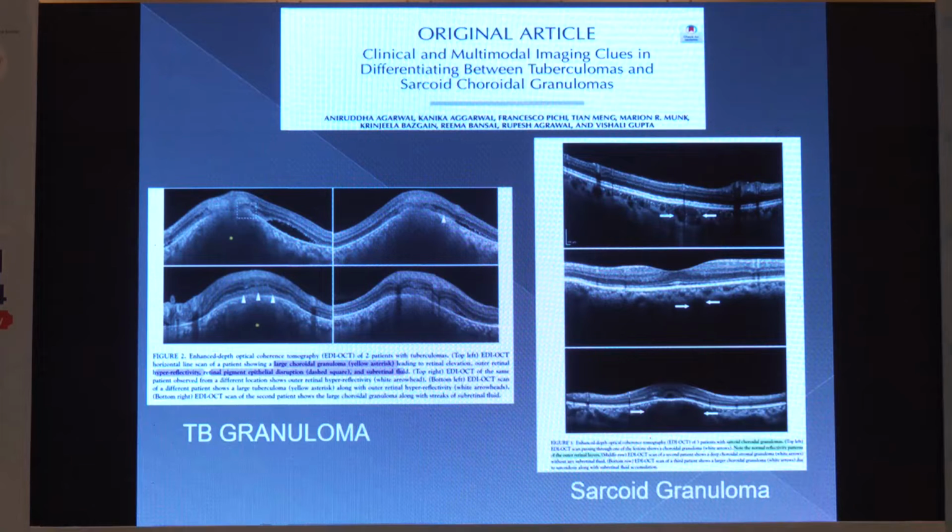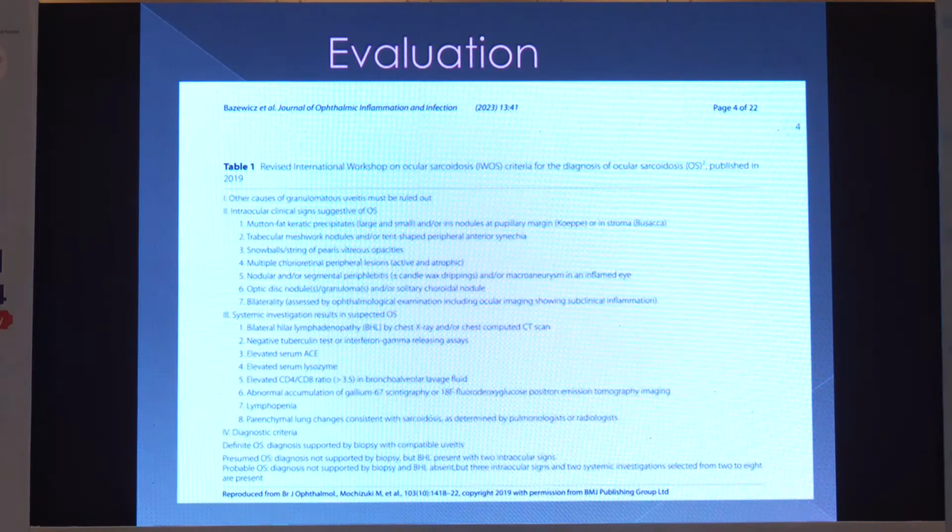In the TB, there is a contact sign basically, RPE disruption and outer retinal layer hyperreflectivity. Whereas in the sarcoid granuloma, these are small, outer retinal layer hyperreflectivity is not present and RPE is usually intact. The evaluation can be done with the International Workshop criteria and can be divided into definite, presumed and probable sarcoidosis. In the definite, we need the biopsy. In the presumed, we do not need the biopsy, but BHL on the CT scan. Probable, we only need 2 intraocular signs.